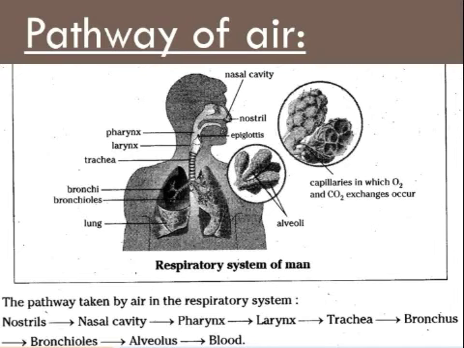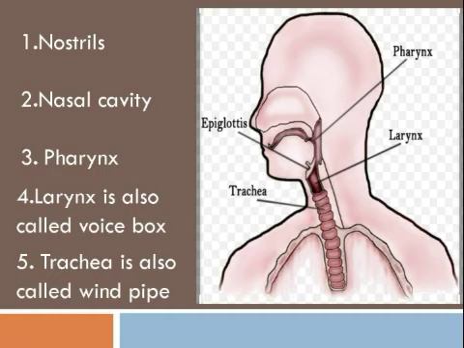The first one is nostrils. Nostril is one of the two canals of the nose. So through the nostrils we take the air; air usually enters the body through the nostrils. So the second one is nasal cavity.